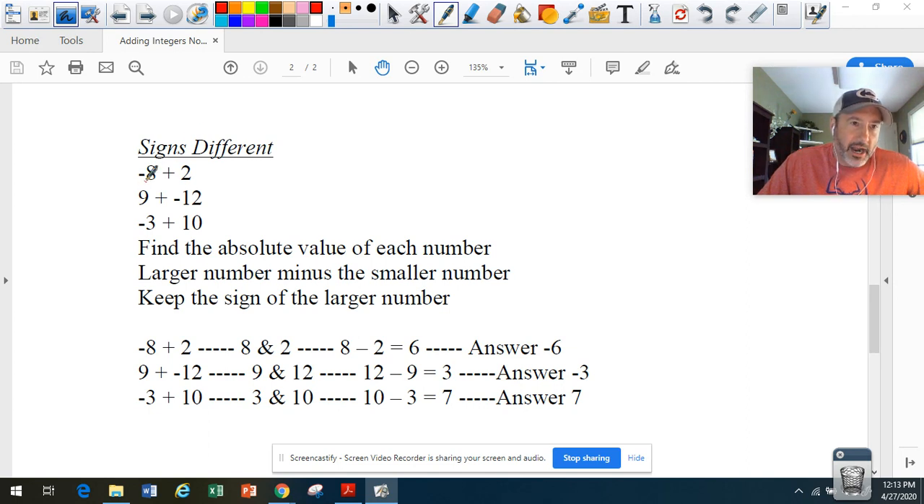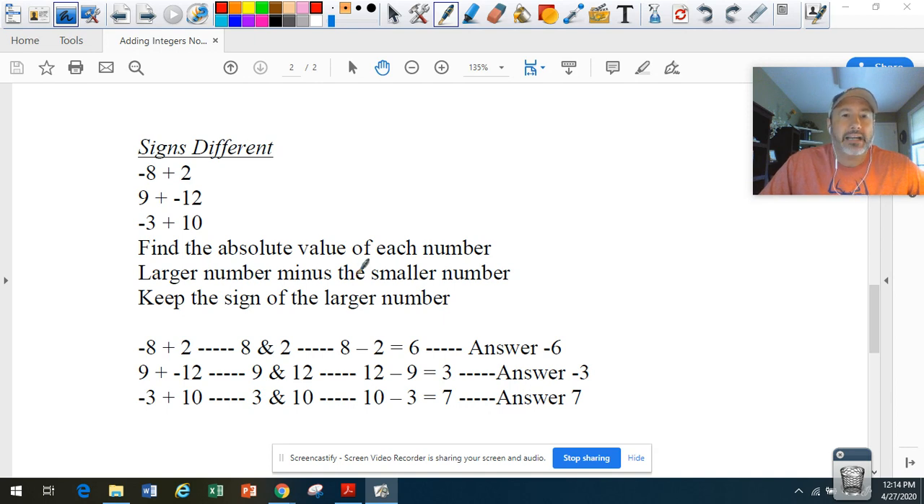Okay, as you see here, my 8 is negative, my 2 is positive. My 9 is positive, my 12 is negative. My 3 is negative, my 10 is positive. The signs are different. Negative, positive, positive, negative, negative, positive. They are different. So when they are different, first thing they want you to do is find the absolute value of each number. Remember, the absolute value of -8 is 8. The absolute value of 2 is 2.